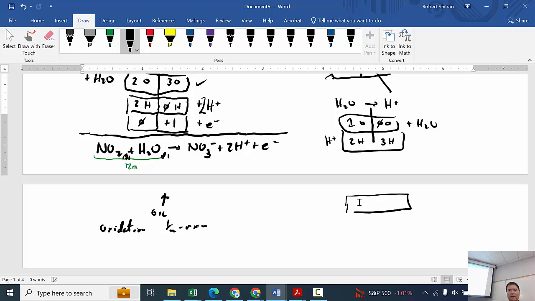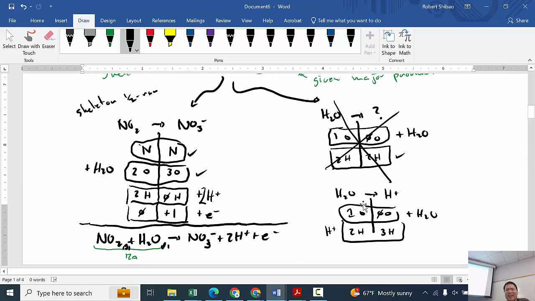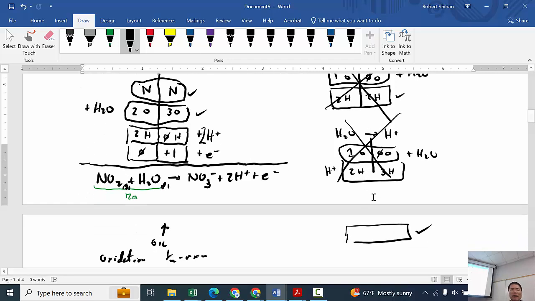And then what? Then charge, but the charges are the same, so it's balanced. So now I have H2O plus H plus goes to H2O plus H plus. So charge is missing. So it looks like water is not going to be it. We have to think of something else that might do it for us.